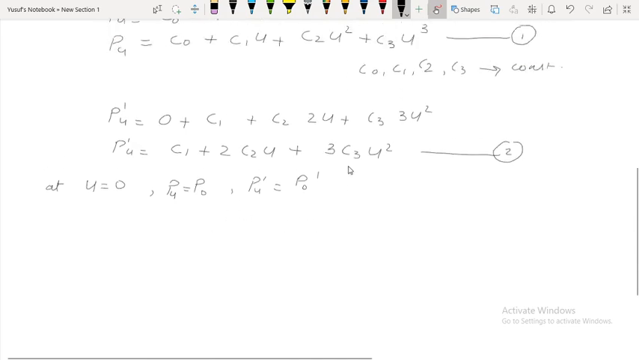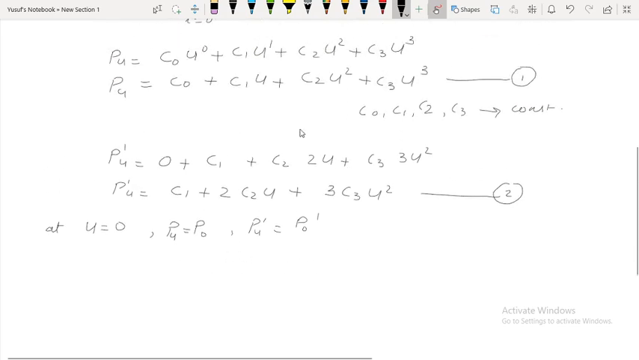I have to put these boundary conditions in equation 1 and equation 2. First I will put the boundary condition in equation 1. P of u is p0, equals C0 plus C1 u, value of u is 0, so C1 into 0 is 0, plus C2 into 0 square, 0, plus C3 into 0 cube, 0.